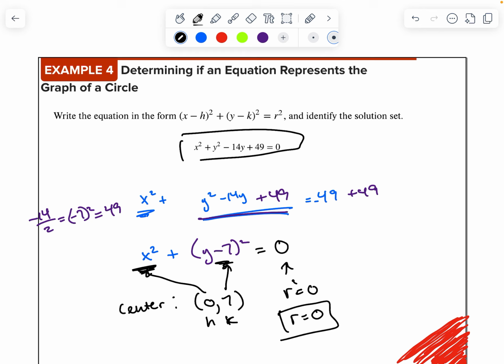I hope you've understood this. Again, if you need to go back and review something, what I would suggest reviewing is simplifying radicals. That was important throughout this entire thing. And then go back and review quadratics where we talked about completing the square. That would help you out a lot here.